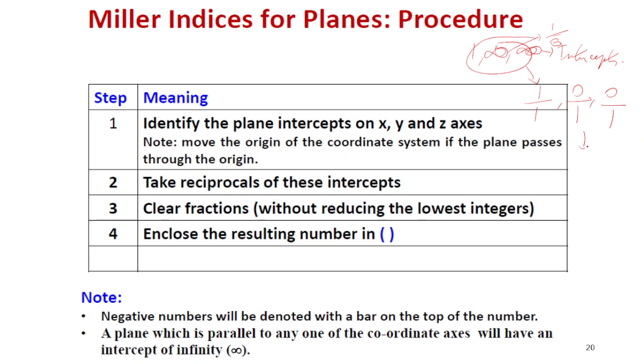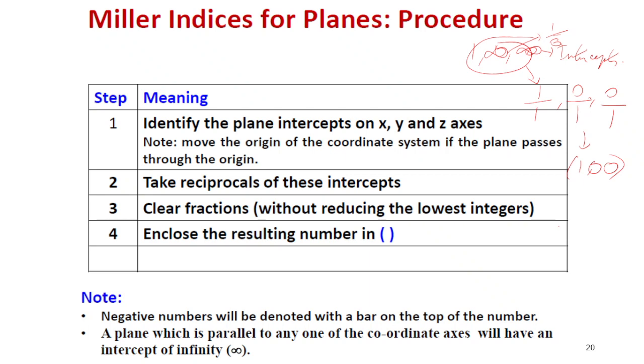Then we have to clear the fraction. Clearing the fraction means 1 by 1 is 1, 0 by 1 we know is 0, and here also 0. We have to bring it to the lowest integers possible. And then finally we should enclose the numbers in brackets.